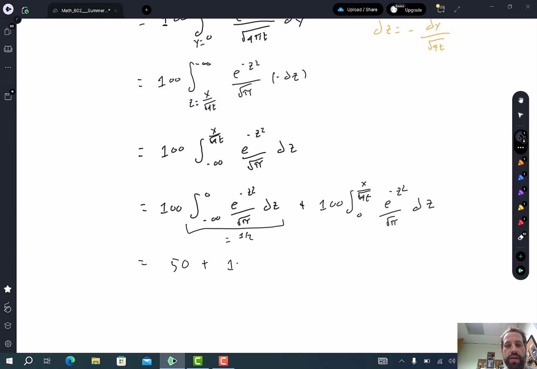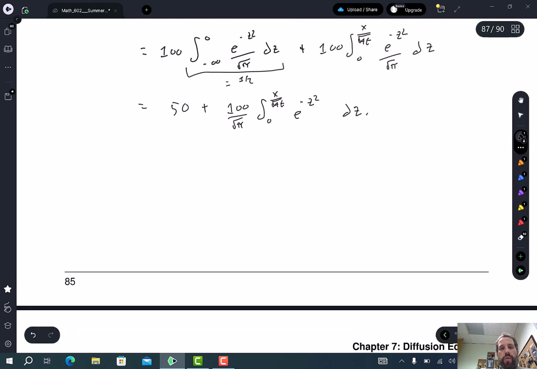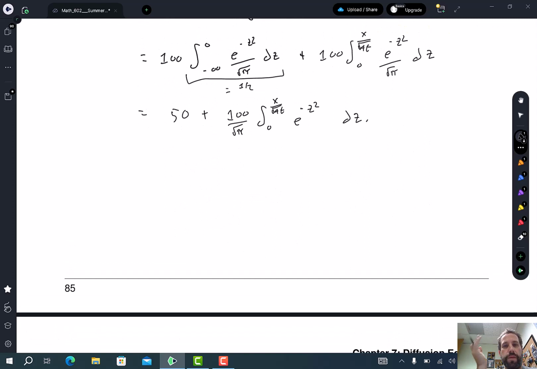And then there's really not a whole lot more that we can do here. I'm going to pull out the square root of pi here, and this is going to be the integral from 0 to x over the square root of 4t of e to the minus z squared dz. And that's about all that we can do. To compute this, we're going to actually have to do a numerical computation or something along those lines.